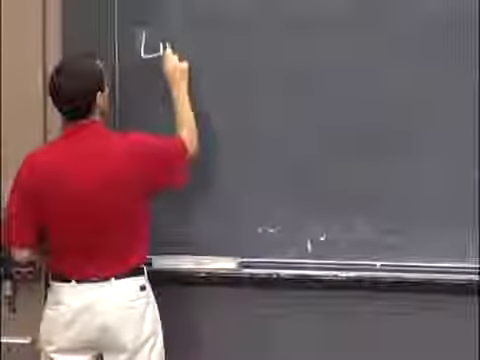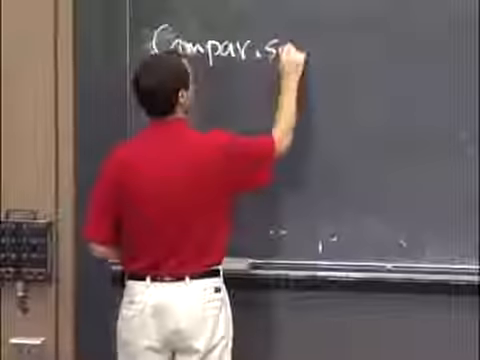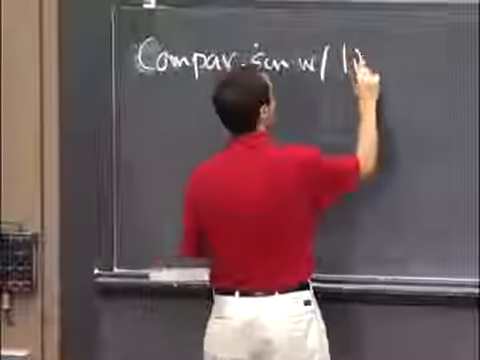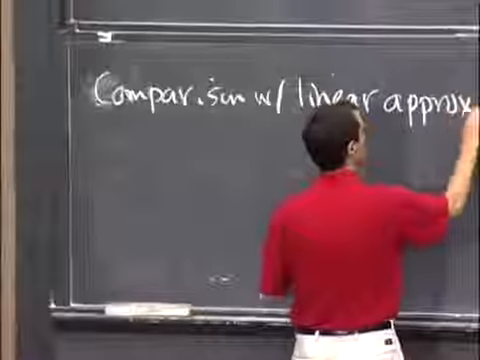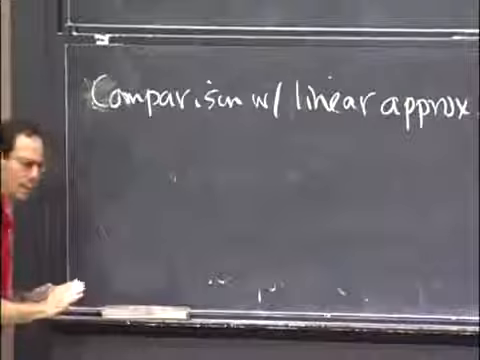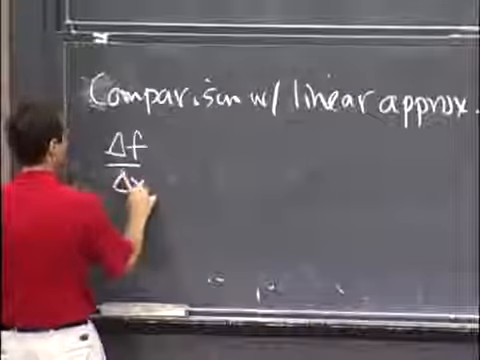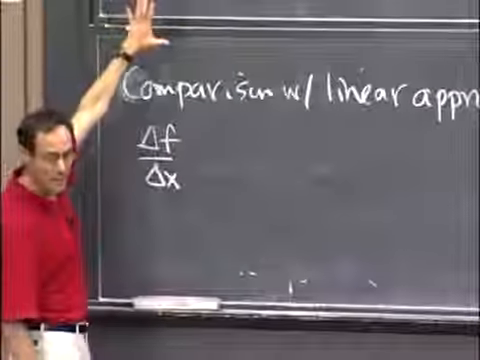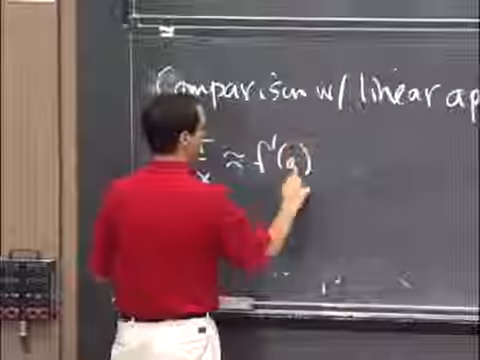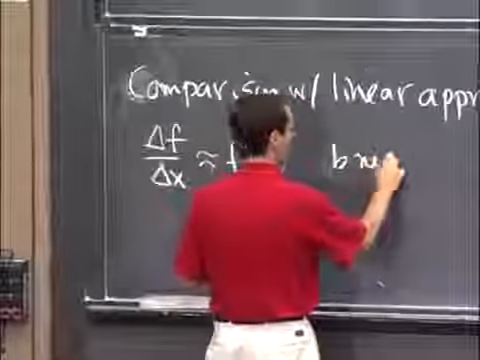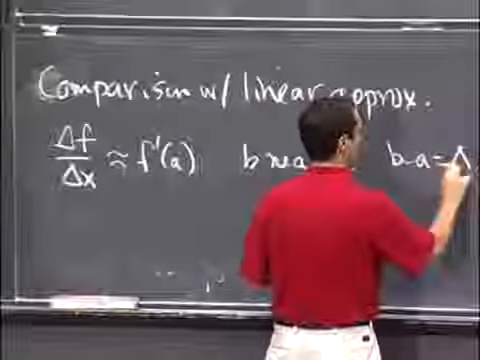The linear approximation, so let's say comparison with linear approximation. They're very closely related. The linear approximation says the change in f over the change in x, that's the left-hand side of this thing, is approximately f prime of a for b near a, and b minus a is equal to delta x.